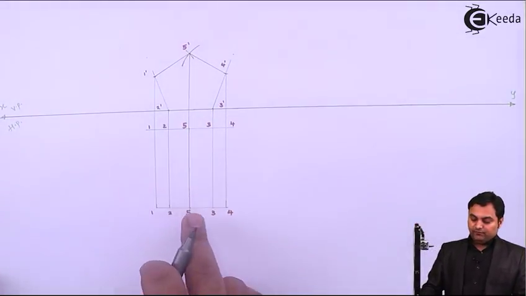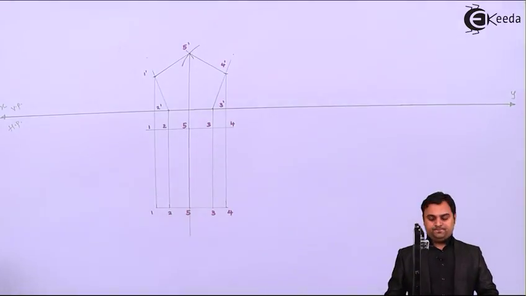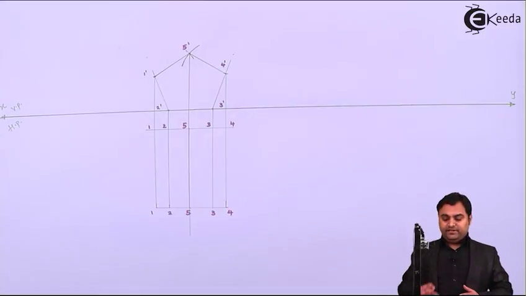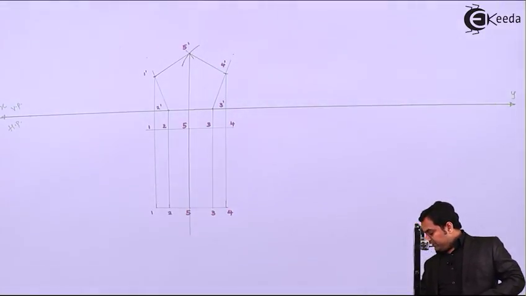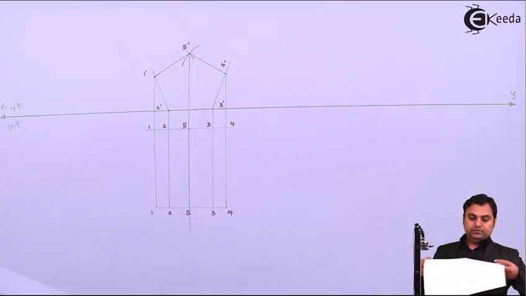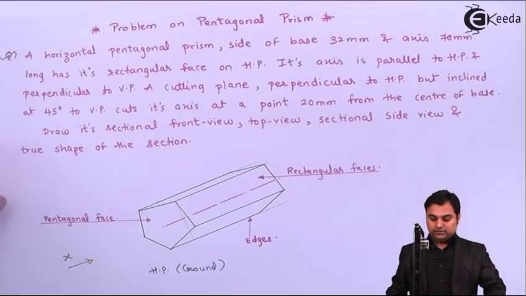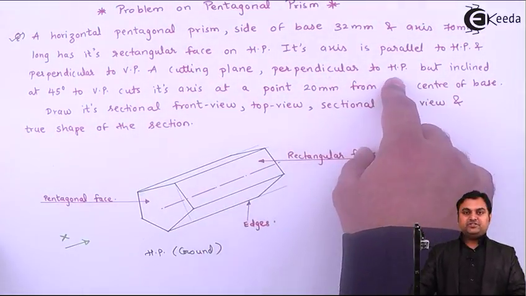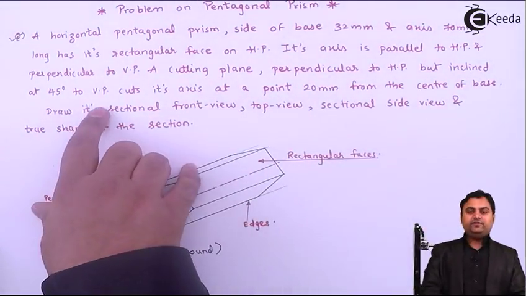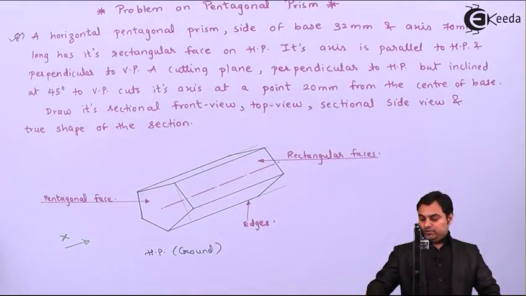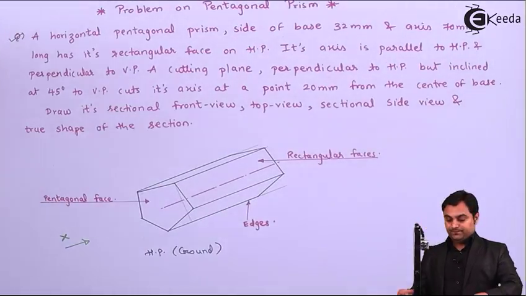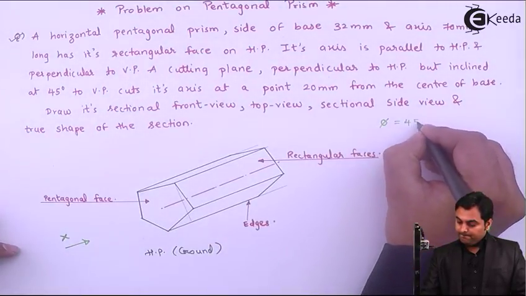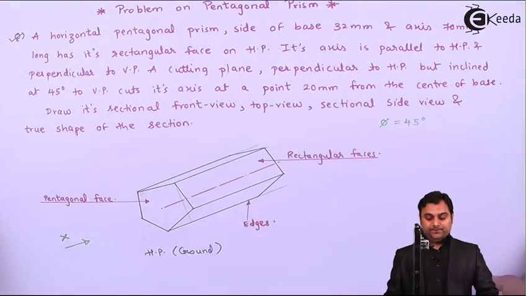Next, here I won't be making this dark because we require the cutting plane. Once we have located the cutting plane, we can make it dark, and for that the condition is, now it is given that a cutting plane perpendicular to HP but inclined at 45 degree to VP. Now inclination with VP is given. That inclination is called as phi, and it will be seen in HP.